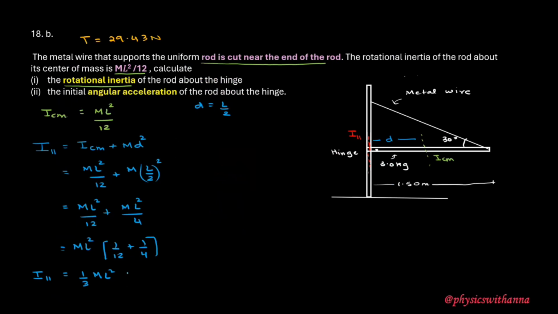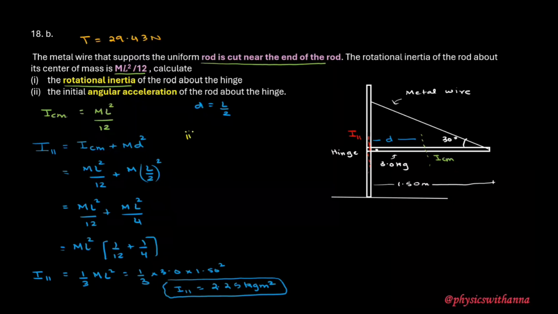So we can substitute the values here. We get 1 over 3. Mass of the rod is 3 kilogram. Length of the rod is 1.5, squared. That gives you the value of moment of inertia to be equal to 2.25 kg meter squared.